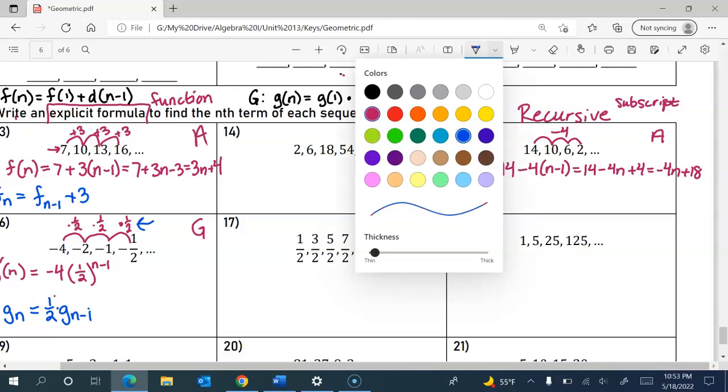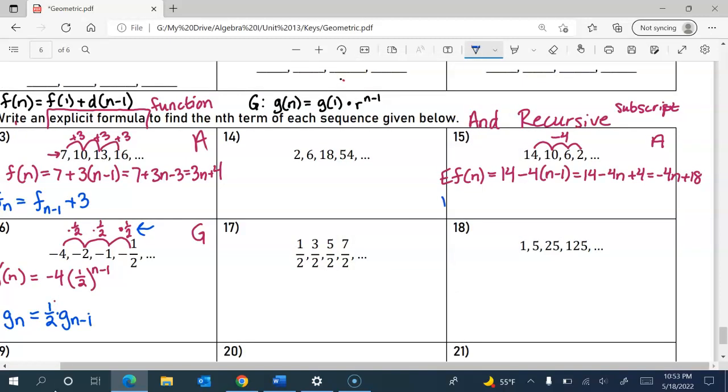We need recursive. So sub notation, f sub n. I only care about the term before and what I did to it, right? Well, each time I'm subtracting 4, right? So f sub n minus 1, that's my previous term. We're just subtracting 4. The recursive formula is just the term before and then what I did to it, right?